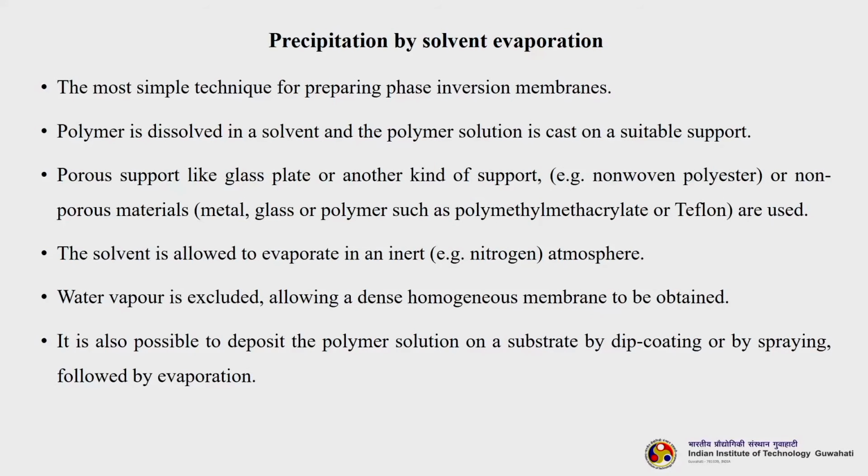So, precipitation by solvent evaporation. Okay. So, how are we precipitating? By evaporating the solvent. So, this is the simplest technique as the name indicates. Okay. Polymer is dissolved in a solvent and the polymer solution is cast on a suitable support. Okay. So, I can use a stainless plate or a glass plate, okay, to cast the polymer solution. So, a porous support like glass or stainless steel, okay, or a non-porous support also can be used.